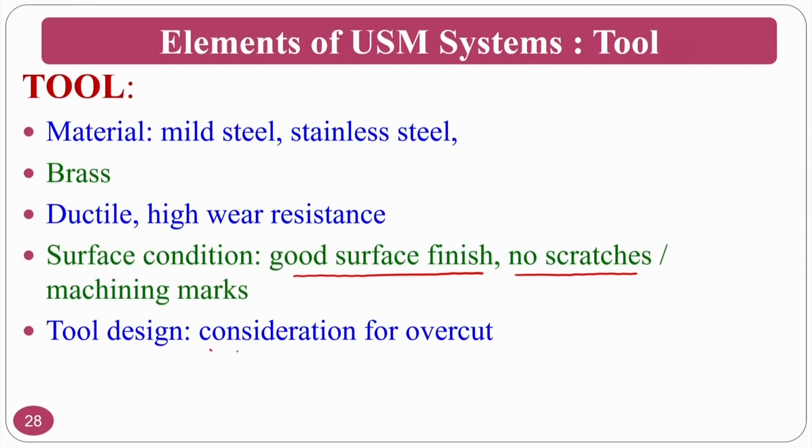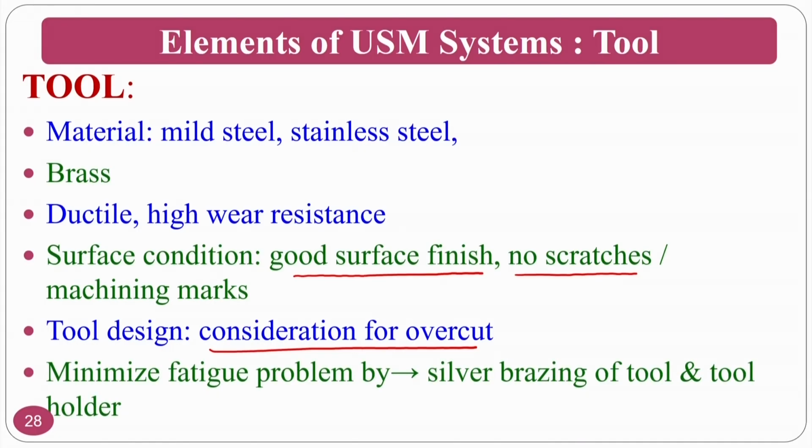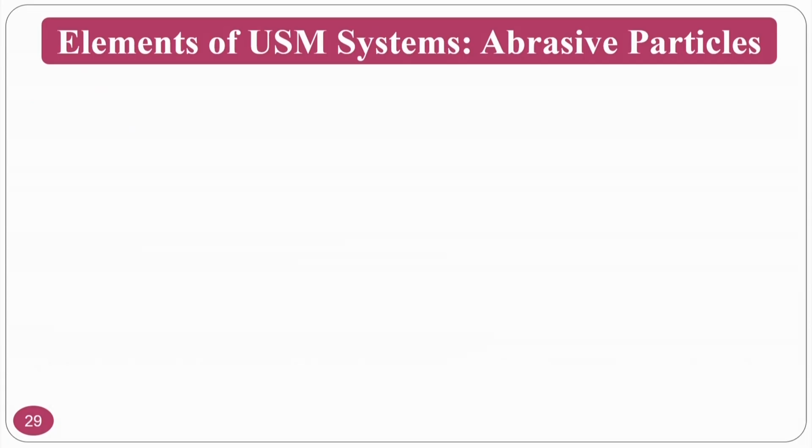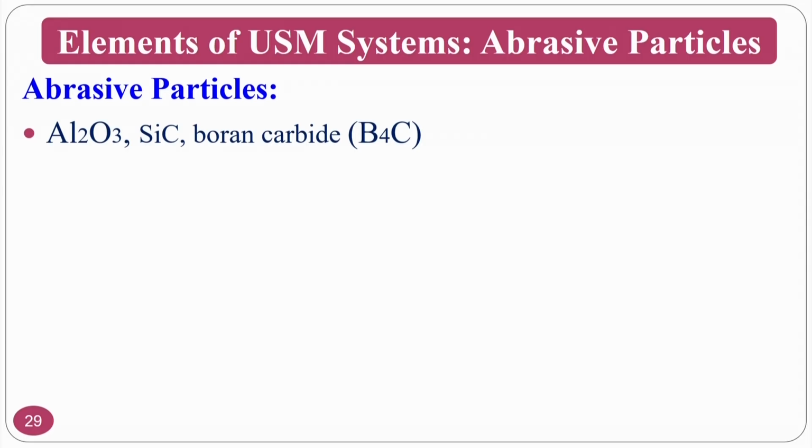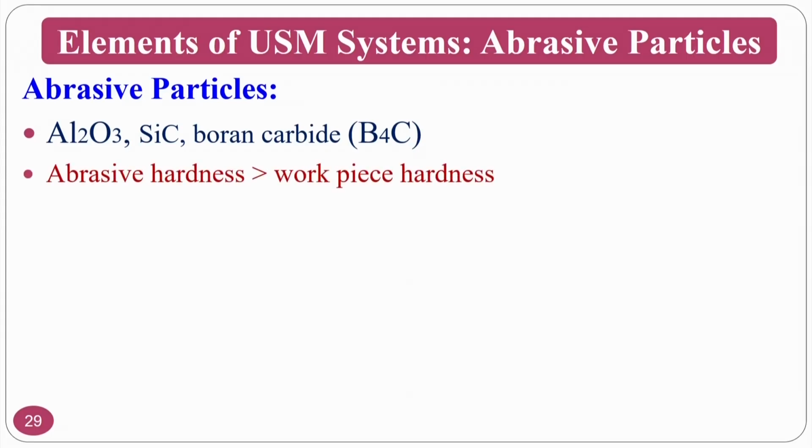For tool design considerations, whenever you want to design a particular tool, you always have to be careful about the overcut and other things. Okay. Fatigue problems should be minimized by silver brazing the tool to the tool holder. Normally, welding and other things will be reduced this way. So, in order to reduce the fatigue problems, silver brazing of the tool and tool holder will be done in most cases. The abrasive particles used in ultrasonic machining processes are boron carbide, alumina, as well as silicon carbide. These are the common materials.